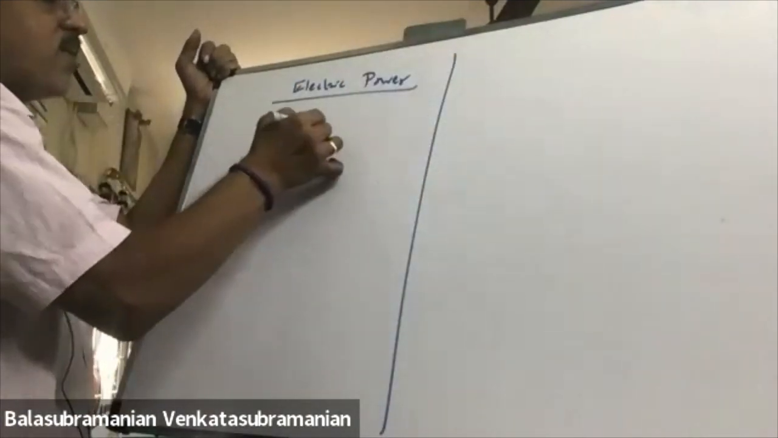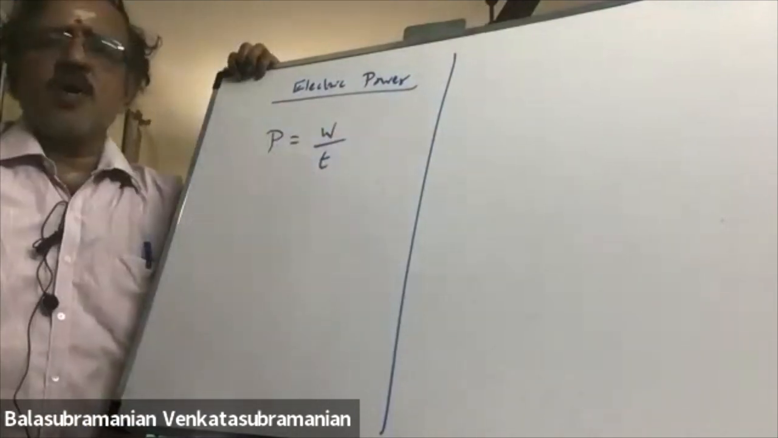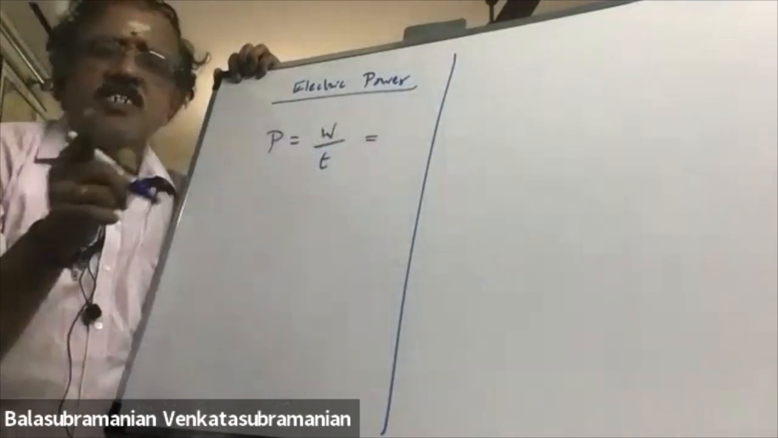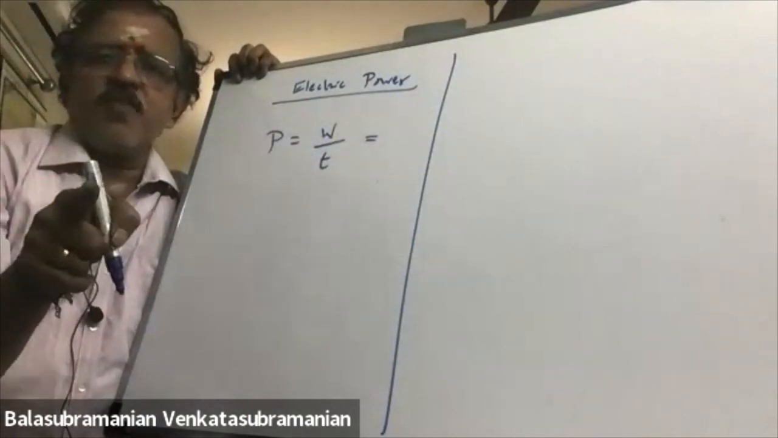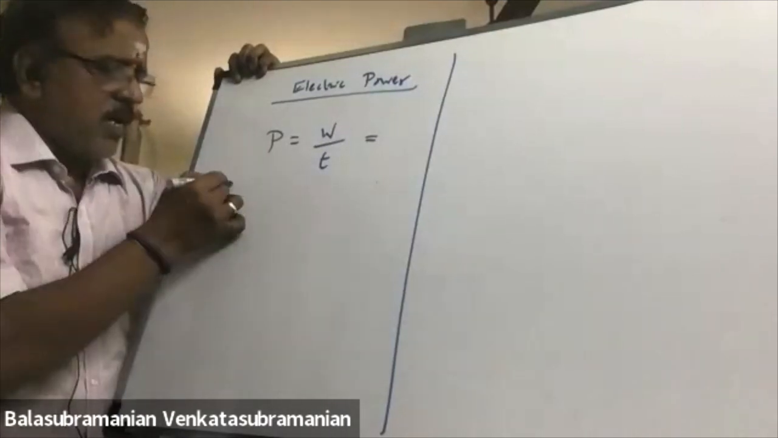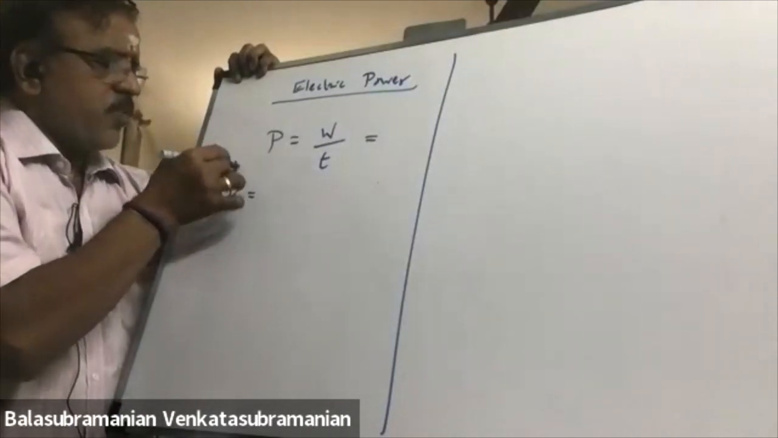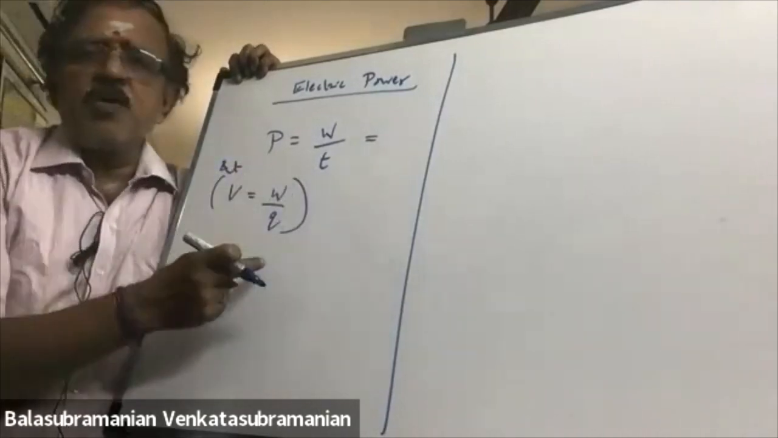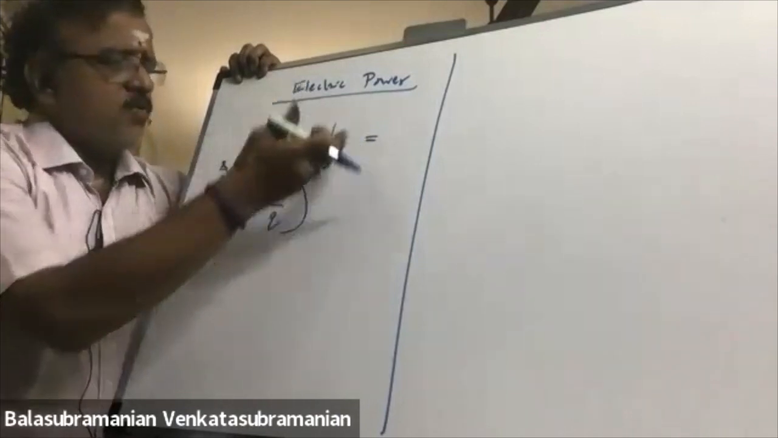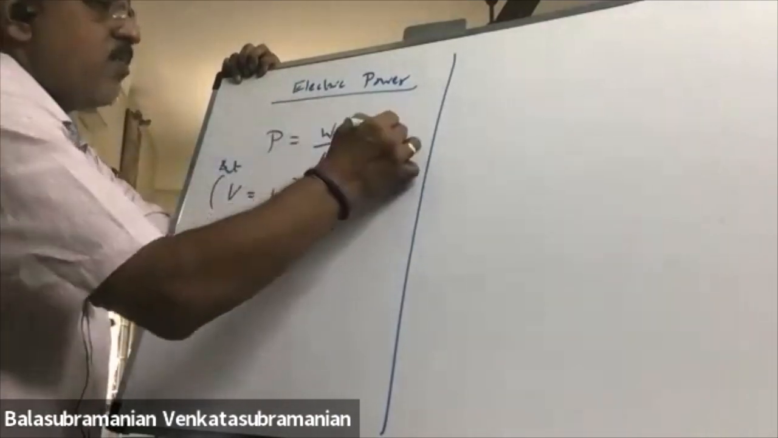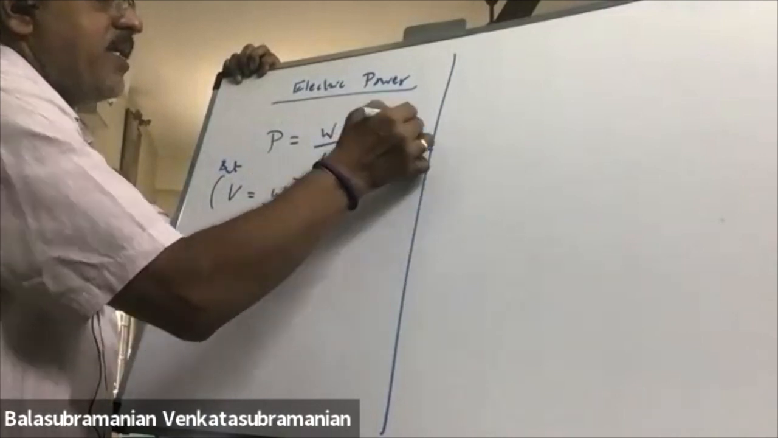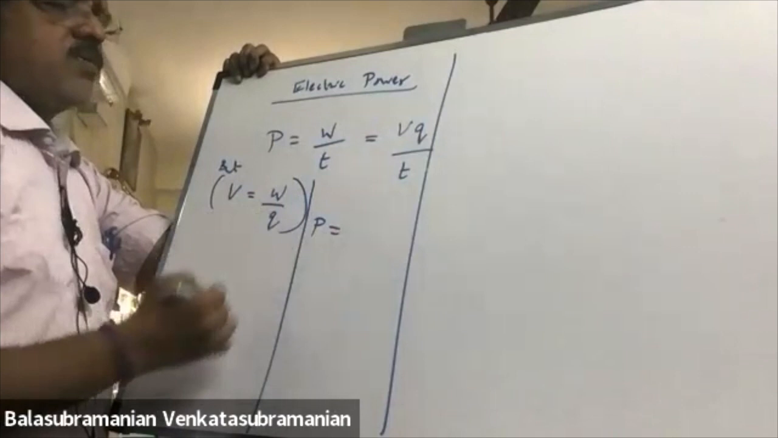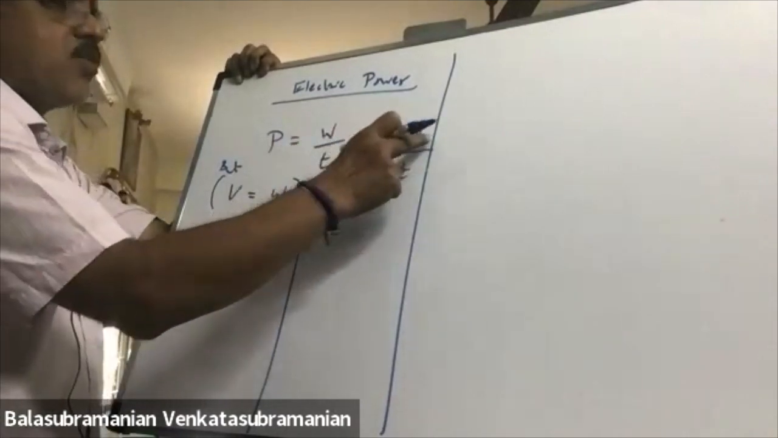Sir, what is power? Mechanical power, the formula is work done by time. In the case of potential or potential difference, we have discussed the formula: V is equal to W by Q, work done per unit charge. Substitute this value here. W is nothing but V into Q, so P is equal to V into Q by T.